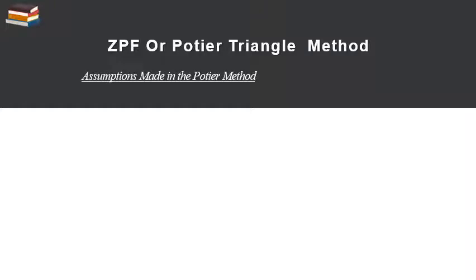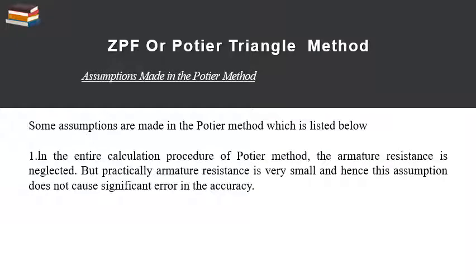Next point is assumption made in the Potier triangle method. Some assumptions are made in the Potier method, which is listed below. Number 1. In the entire calculation procedure of Potier method, the armature resistance is neglected. But practically armature resistance is very small and hence this assumption does not cause significant error in the accuracy.